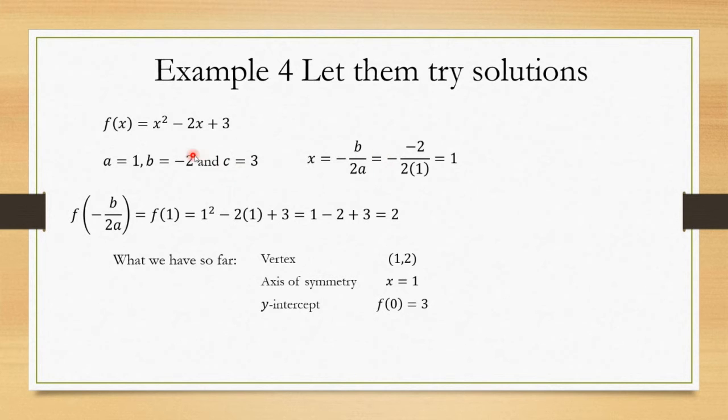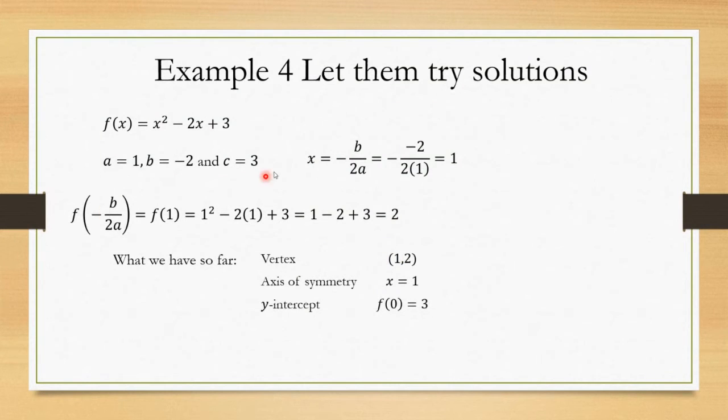And so now I'm substituting. So b we replace with negative 2. Okay? And then we have 2 times a, so 2 times 1. And so we get negative 2 over negative 2. Excuse me, what we end up getting is the negatives cancel, and we end up getting 1.